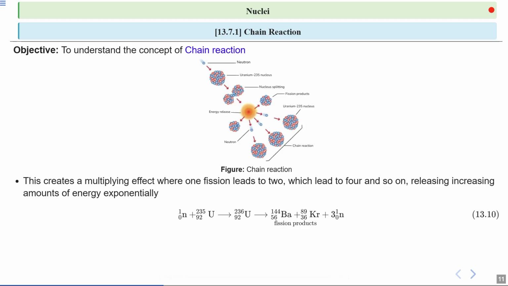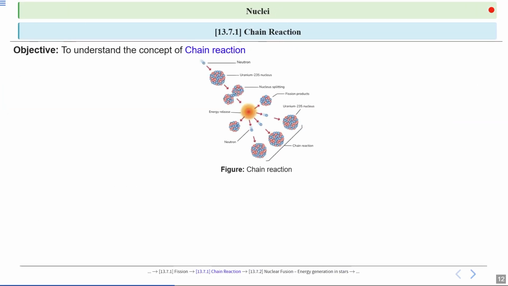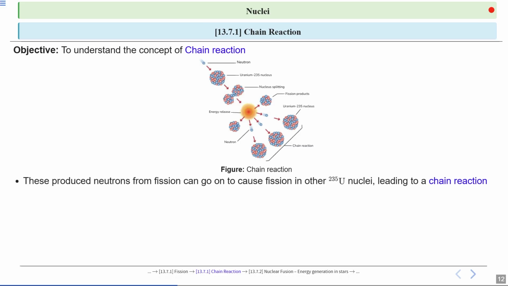Now let's focus on what actually happens during a chain reaction. Each of these newly created neutrons in the fission process can cause more fission events, leading to a rapid multiplying release of energy. This is why chain reactions can grow so quickly. In the fission of uranium-235, on average 2.5 neutrons are released per fission event. These neutrons can go on to hit other uranium-235 nuclei, causing them to split as well. This process where one reaction leads to many more is what we call a chain reaction.